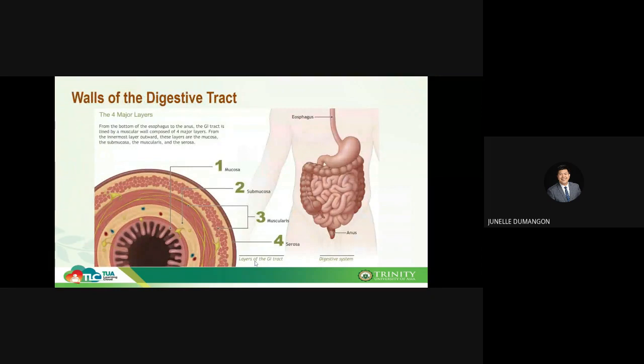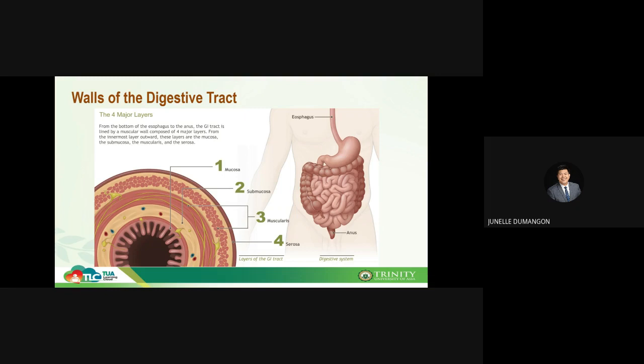Now, all throughout the digestive system, it is composed of 4 layers. So anywhere you go, esophagus, stomach, large intestine, small intestine, they are all made up of the same 4 layers. The innermost layer is called mucosa. Okay? The innermost layer is called mucosa.